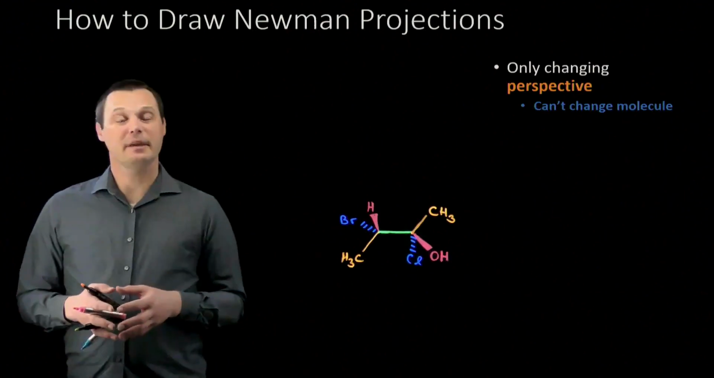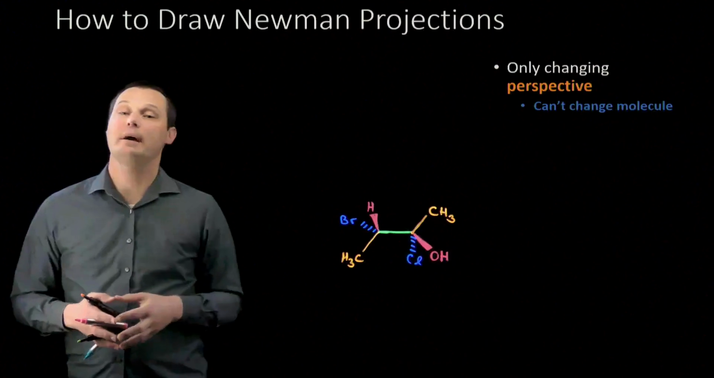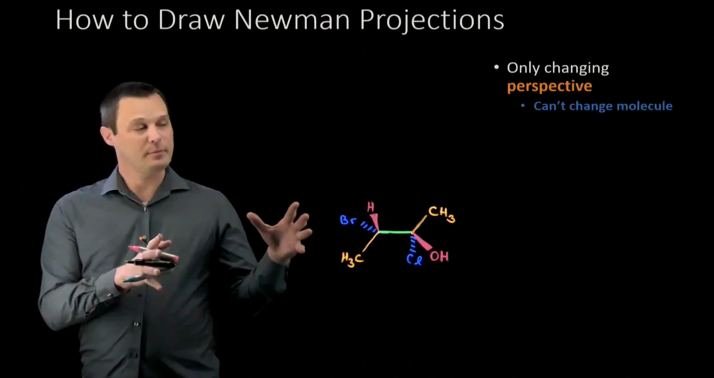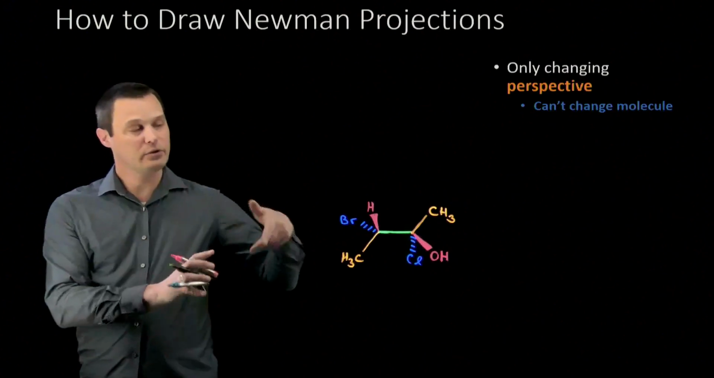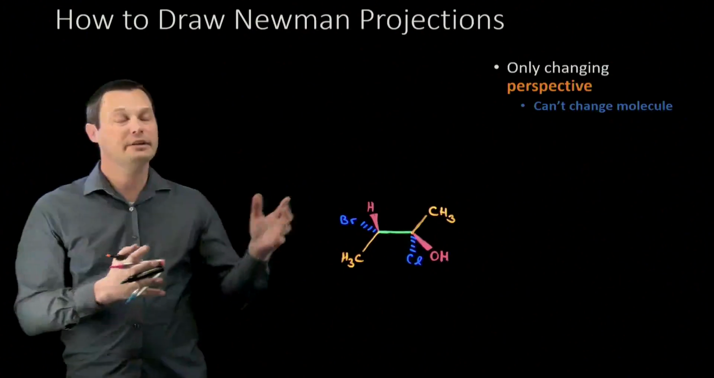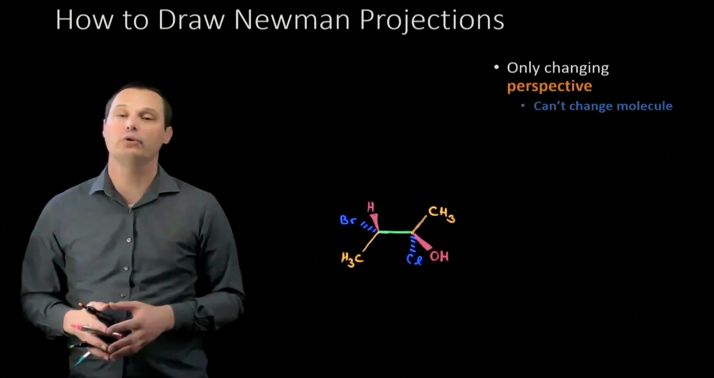Perspective drawings are different than bond rotations. I have a separate playlist on bond rotations that I'll link to down below. With bond rotations, we're keeping the molecule in the same orientation, we're just rotating around certain bonds in the molecule. With perspective drawings, we are completely changing our orientation of the molecule, but keeping the molecule otherwise identical.